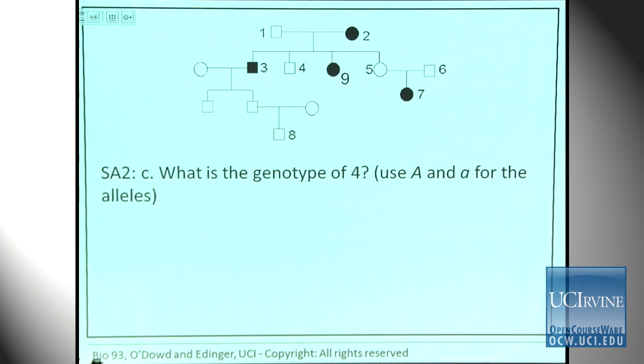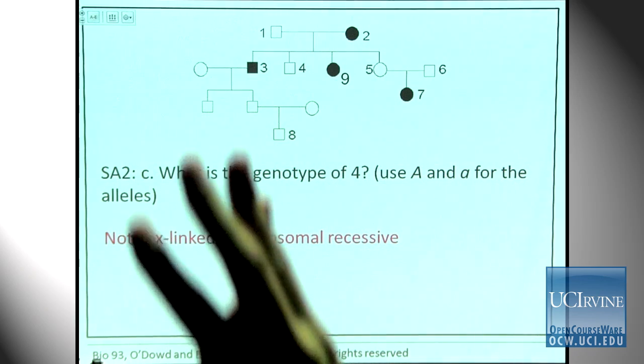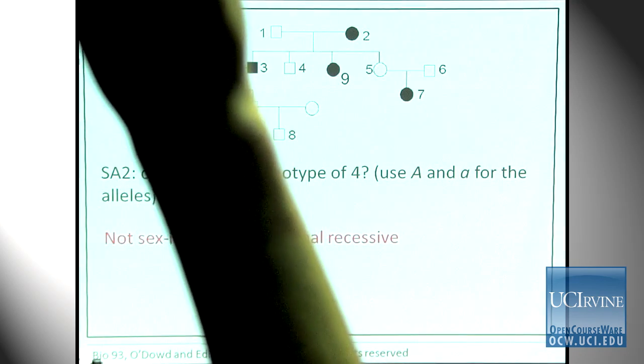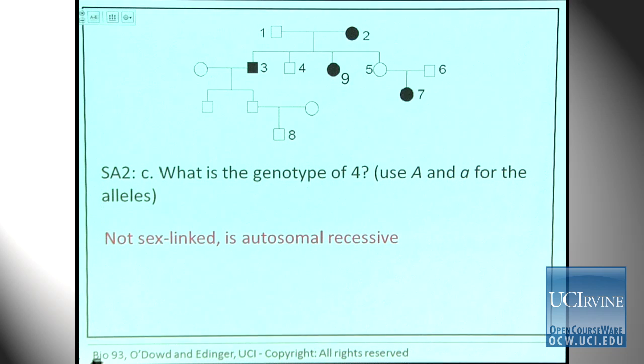What about this? What is the genotype of number 4? You guys just told me this inheritance pattern is autosomal recessive. So what was the genotype of 4? Somebody in the middle. What is number 4? No takers? What's number 4? What's their genotype? Oh, in the back, yes. Heterozygous, yes. So why?